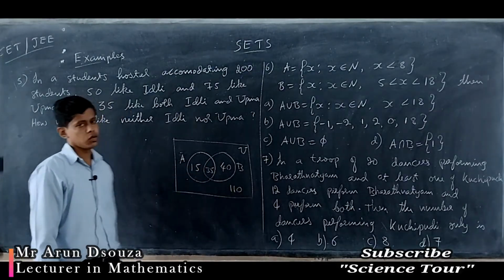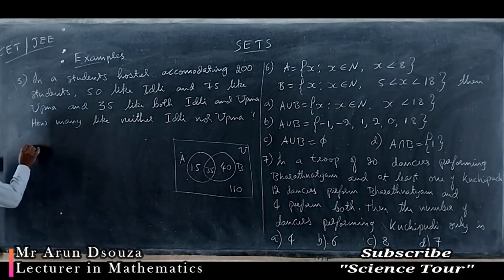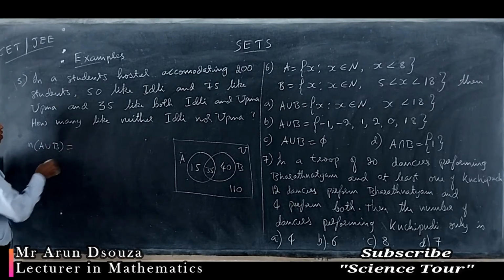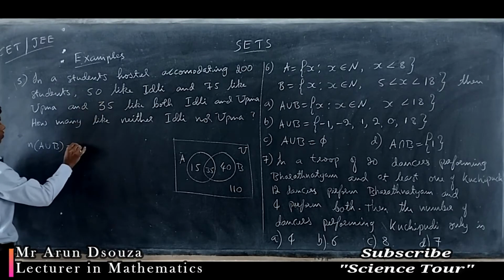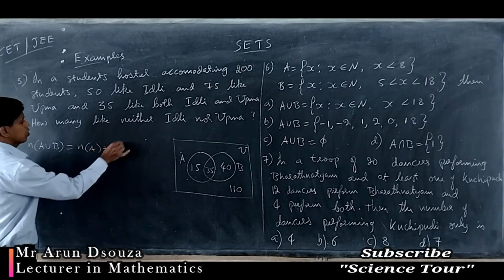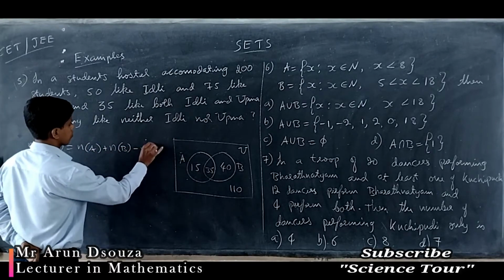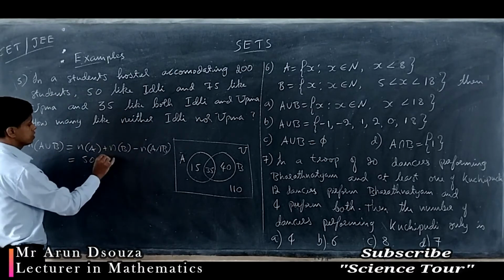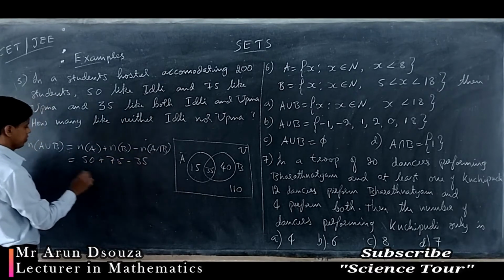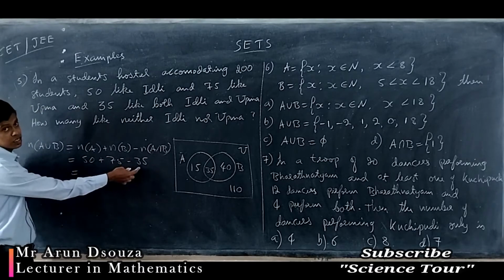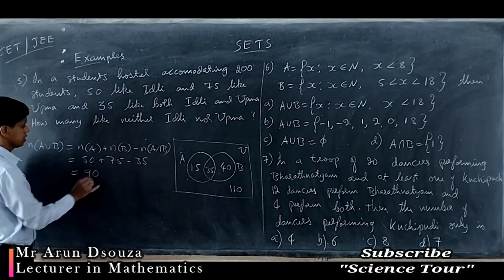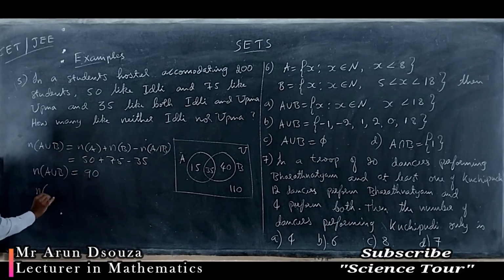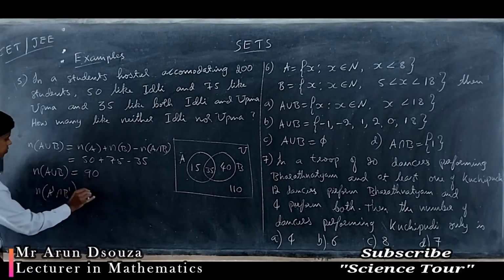So 110 are outside, but how do you find it? First you find n of A union B. What is n of A? n of A is 50. I am not going into details here. n of A is 50, n of B is 75, and this is 35. So 75 minus 35 is 40, 40 plus 50 is 90. So that is n of A union B. Now what you need to find is n of A dash intersection B dash.